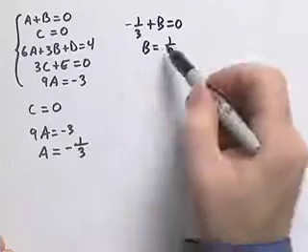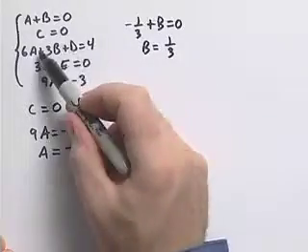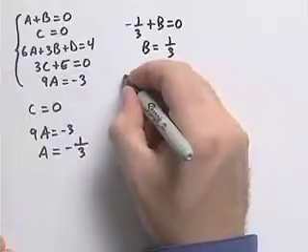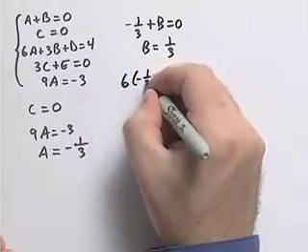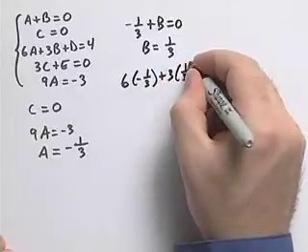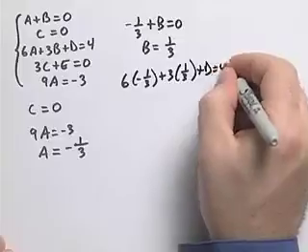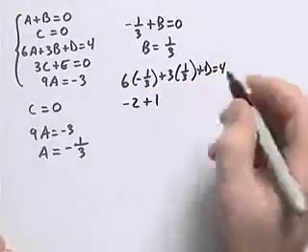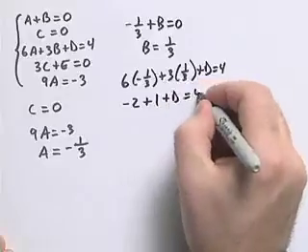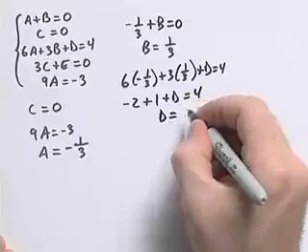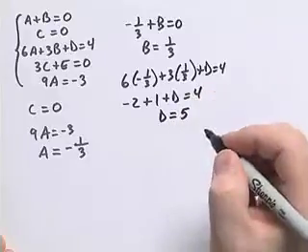And now we know a and b, so we can plug both of those values into our third equation to find out what d is. So we'll have 6 times negative 1/3 plus 3 times 1/3 plus d equals 4. Here we'll get negative 2 plus 1 plus d equals 4. So it'll give us a negative 1. If we bring that over, d is equal to 5.